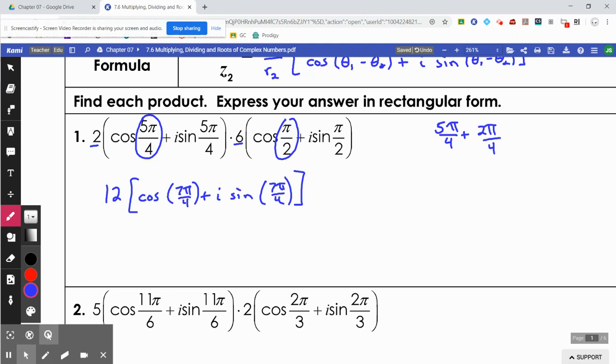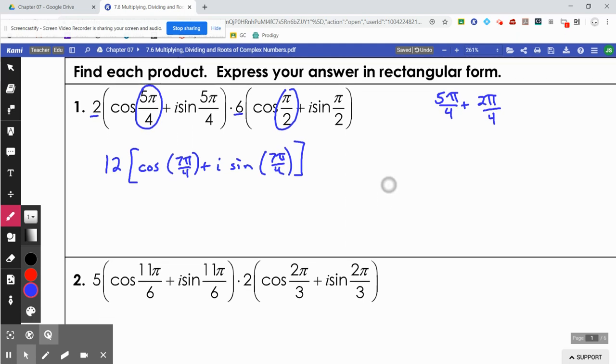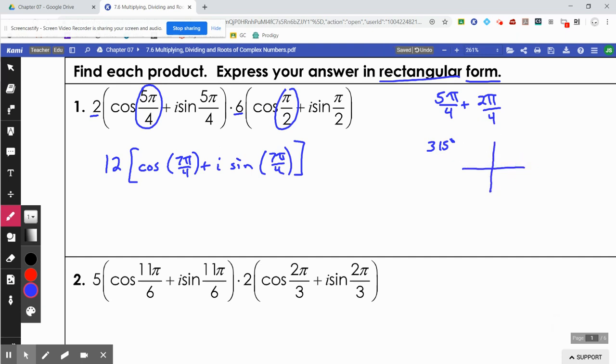Now that does not look like a complex number, so what we're going to do is take this trig form and change it back into rectangular form, which I keep calling trig form, or excuse me, standard form. So 7 pi over 4, pi over 4 is 45, so that's 315 degrees, each of those angles. So I've got to find the cosine and sine of 315. 315 is in the fourth quadrant. Your reference angle is 45. So therefore, our cosine will be positive.